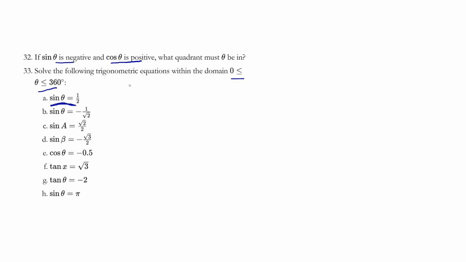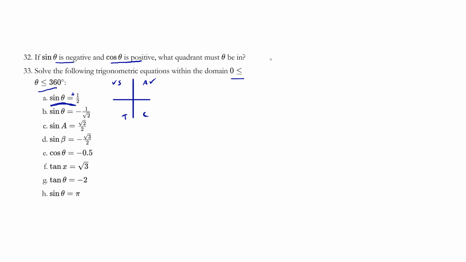So let's try. How do you attack regular trig equations? Hiya. ASTC, all students take calculus. And sine is positive. Pay attention to the sign, because when sine is positive, we know that it must be in this or this quadrant here. A and S. S stands for sine is positive. Sine of what is 1/2?